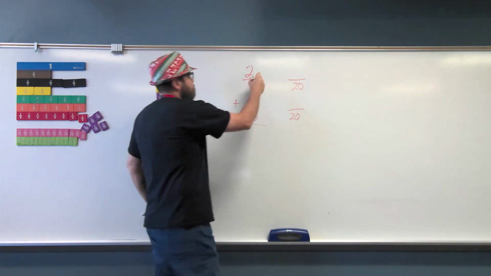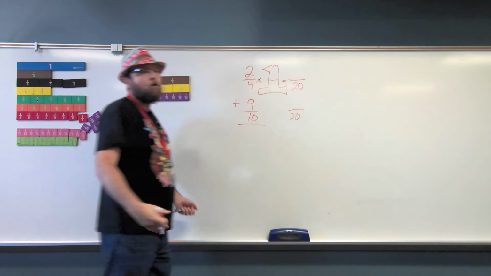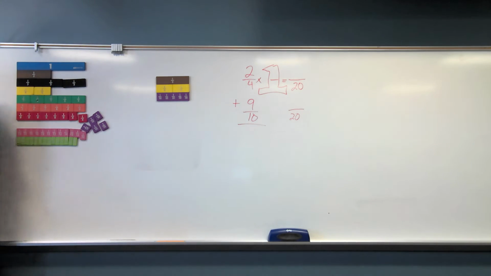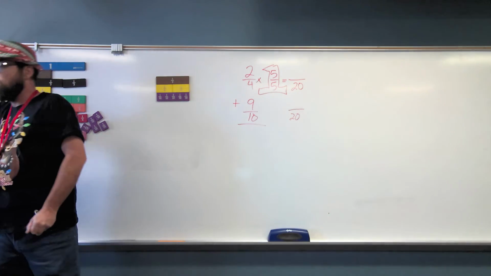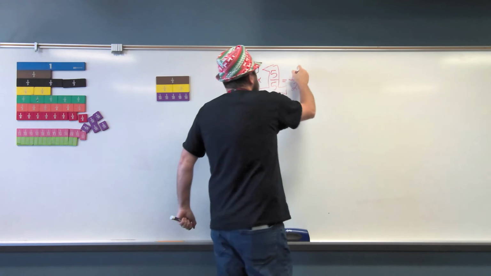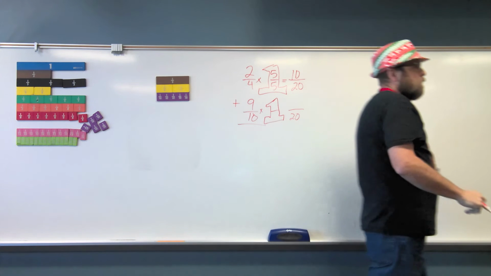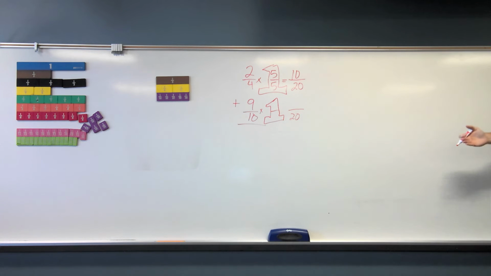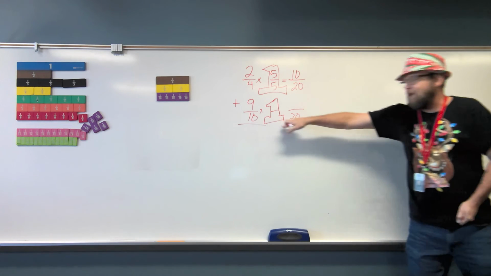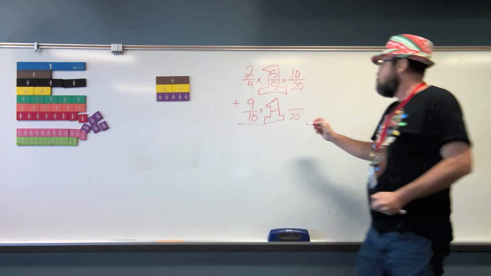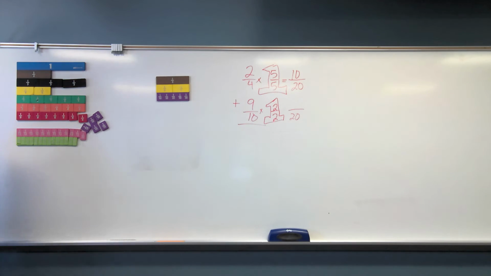So I need to change both of these fractions so that they have a denominator of 20 without changing the values. So I need to multiply by a fraction that equals 1. 4 times what equals 20, class? 5. And so 2 times 5 is 10. Maddie, what would I multiply by 10 to get 20? 2. So if I multiply 9 times 2, Madison, what would I get? 18.